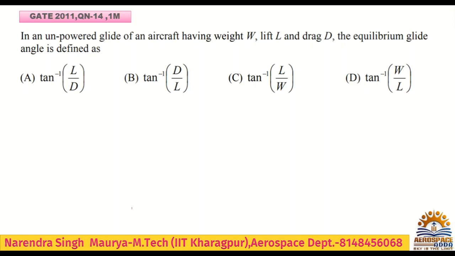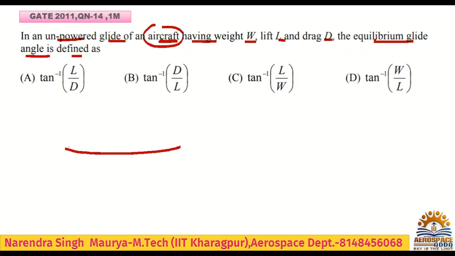So here it is given, in an unpowered glide of an aircraft having weight W, lift L and drag D, the equilibrium glide angle is defined as. So very nicely here it is mentioned it is an aircraft. You just try to understand what is meant by the term.